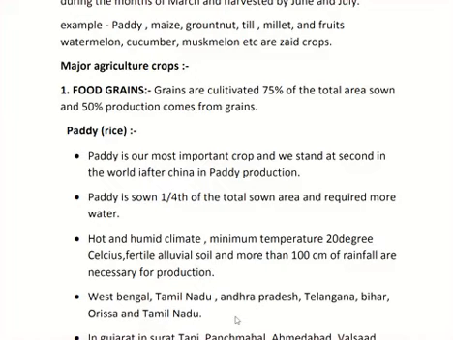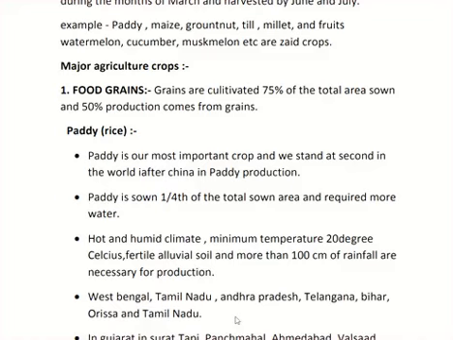Paddy is the most important crop, and India stands second in the world after China in paddy production. Production wise हम लोग second place पे हैं worldwide और China first पे है. Paddy is sown in 1/4 of the total sown area and requires more water. To cultivate paddy, we require more water. Water facility हमें ज्यादा important होती है paddy के cultivation में, rice के cultivation में. 1/4 area जो हमारे India का है वो paddy को grow करता है.